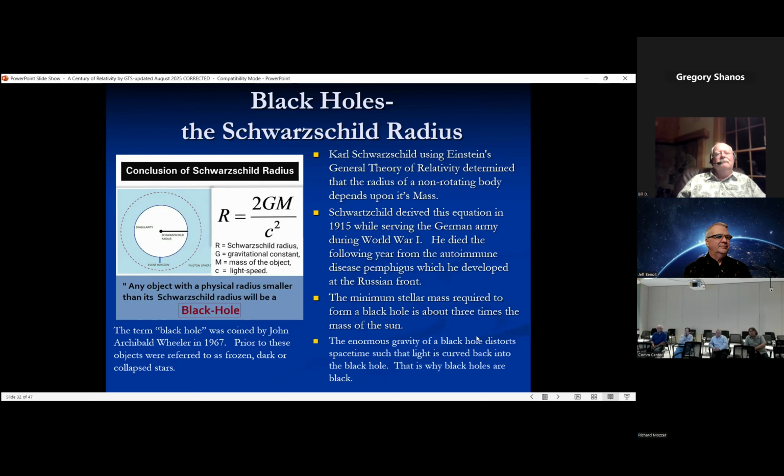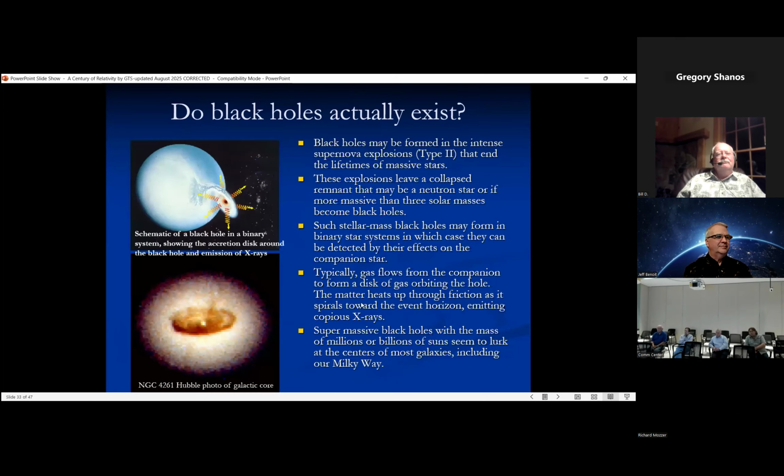Okay, and then, do black holes exist? Well, they could form from a type 2 supernova of a massive star, and it'll either end up as a neutron star, or if it's more than 3 solar masses, then it'll become a black hole. And then there are 2 types of black holes: the stellar mass, and the supermassive black holes that are in the center of galaxies.